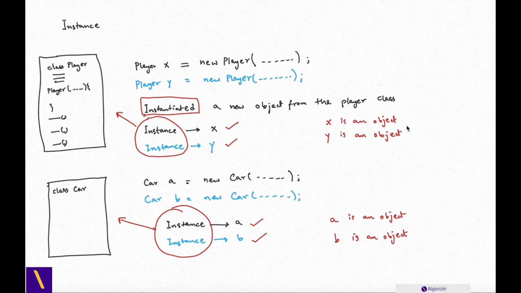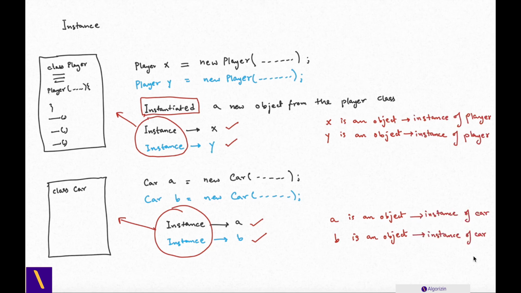However, X is an instance of the player class. Y is also an instance of the player class. A is an instance of the car class, and B is also an instance of the car class. So now I hope you understand what we mean when we say instance and instantiate.